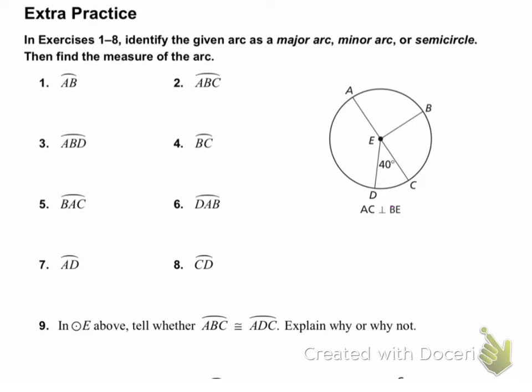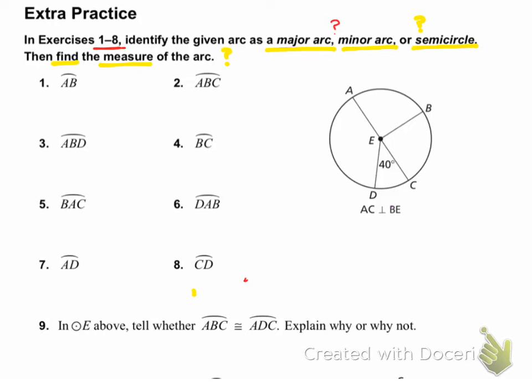So we have our very first problem here, in exercises 1 through 8. Identify the given arc as a major arc or minor arc. Here we have to find out whether it's a major arc, a minor arc, or a semicircle. That's our question. After deciding between these three, we then have to find the measure. So let's start doing the problem.